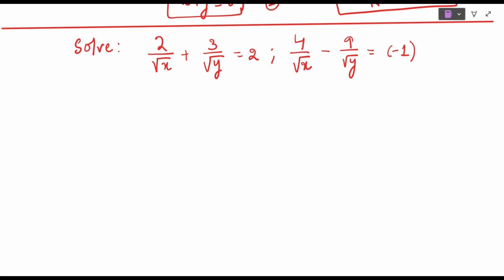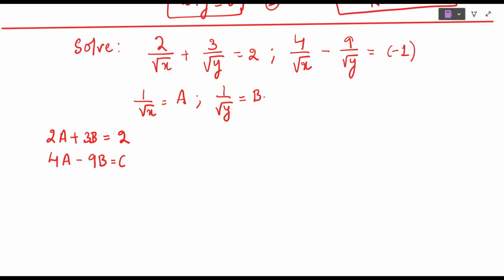So how can we do this, students? I'm going to take 1 by root x is equal to capital letter A and 1 by root y is equal to capital letter B. First I'm going to solve A and B, then I will find x and y. Okay. So 2 by root x means 2 into 1 by root x, no? So the first equation will be 2a plus 3b is equal to 2 and the second equation will be 4a minus 9b is equal to minus 1.